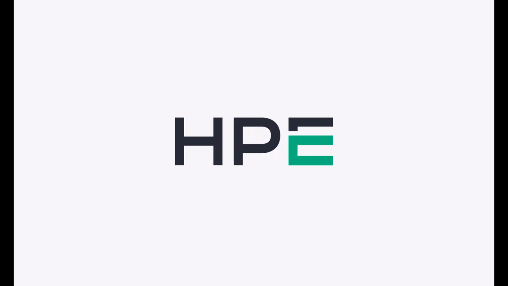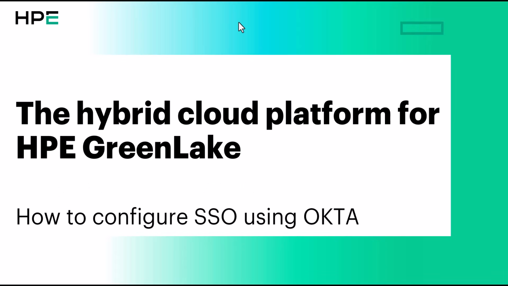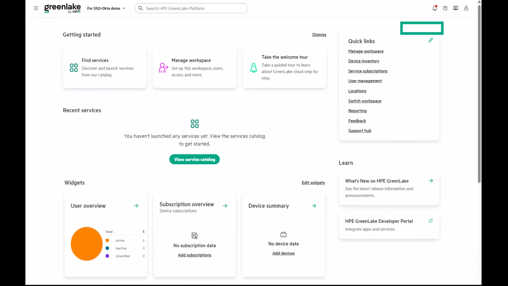Hello everyone. In this video, we'll walk through how to configure single sign-on using Okta for the HPE GreenLake platform. We'll cover the full setup process, that is, creating the SAML application in Okta, claiming and verifying a domain in GreenLake, configuring the SSO connection, creating an authentication policy, adding users and granting them access. By the end of this walkthrough, users will be able to log into the GreenLake platform using their Okta credentials through SSO. So let's begin.